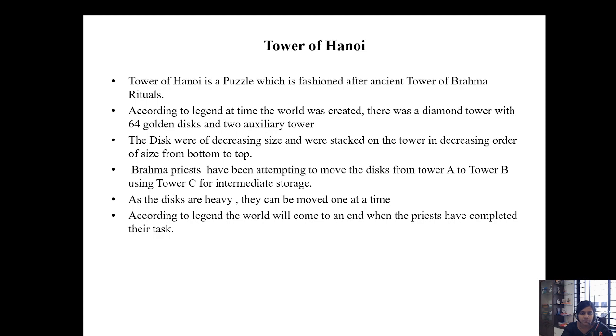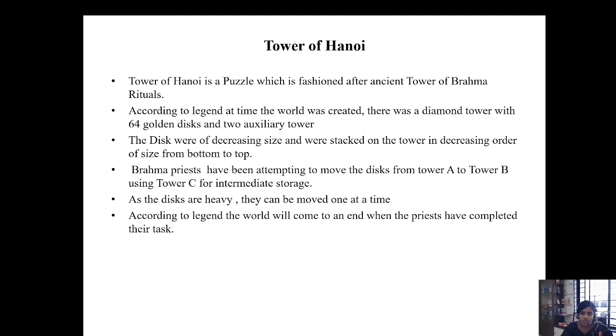Brahma priests have been attempting to move these discs from Tower A to Tower B using Tower C as intermediate storage. Tower A can be considered the main tower, and Tower B and Tower C the auxiliary towers. So the role of the priests was to move the discs from Tower A to Tower B using Tower C as intermediate storage. As these discs were heavy, they could not be moved many at a time, so they need to be moved one at a time.